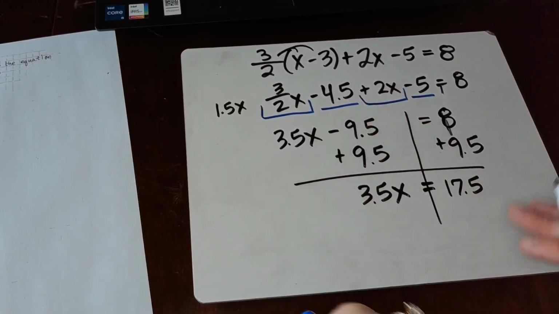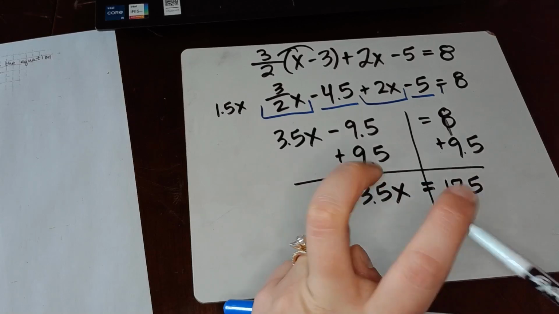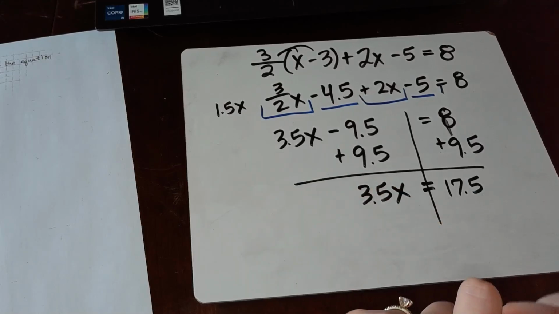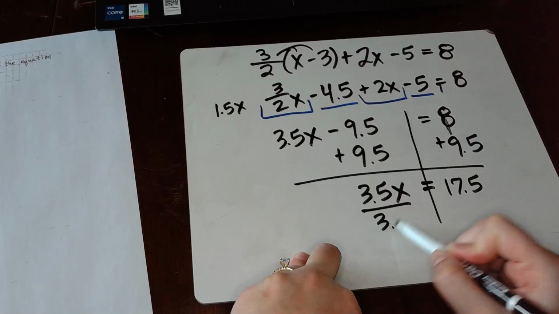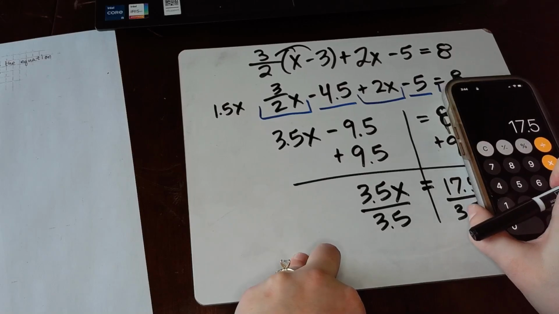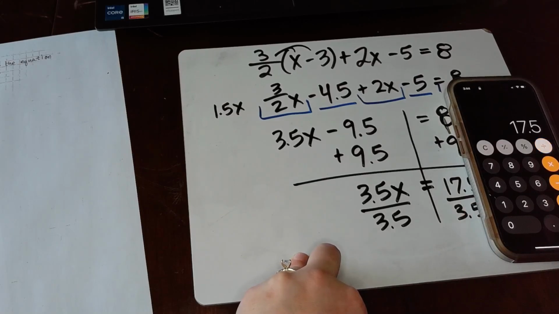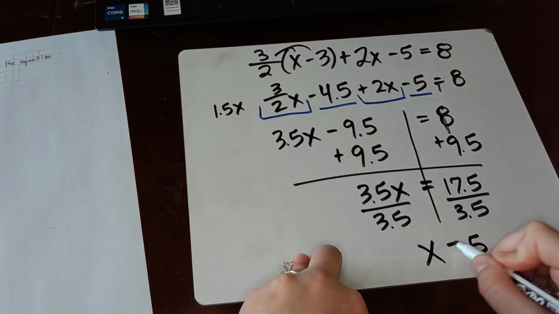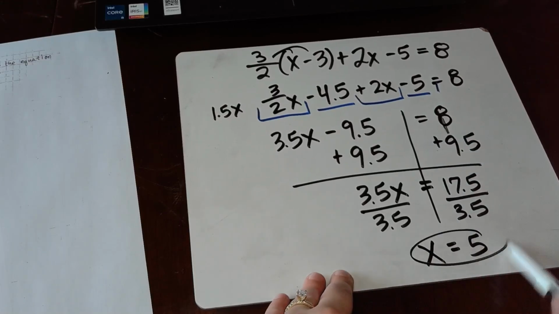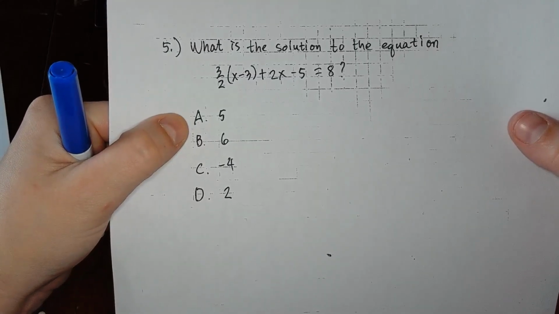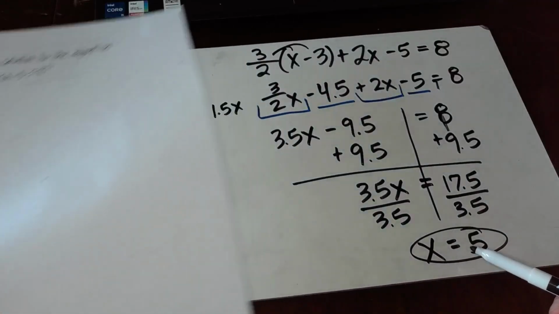And we're at our last step now. We have to break up our coefficient and our variable. In order to do that, you have to divide by the coefficient. So you would do 17.5 divided by 3.5, and that would get you 5. So your final answer would be x equals 5. And in this case, 5 would be A, because x equals 5.